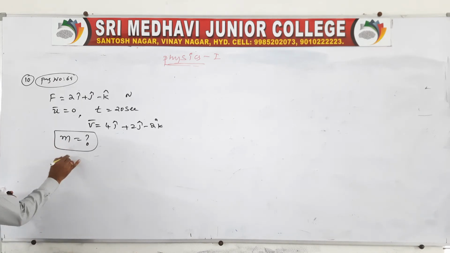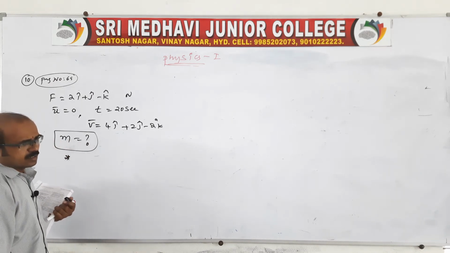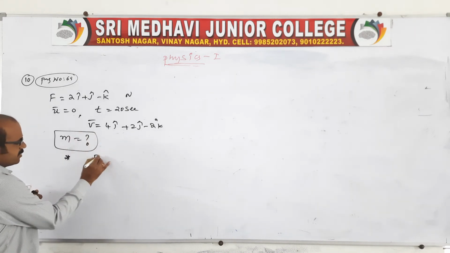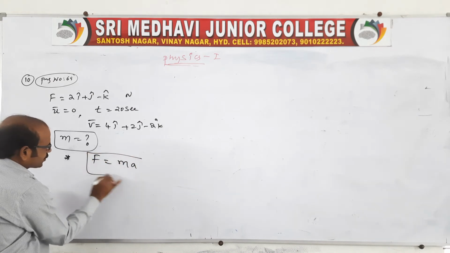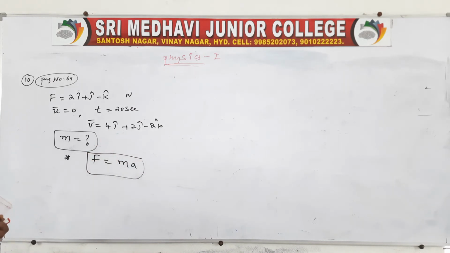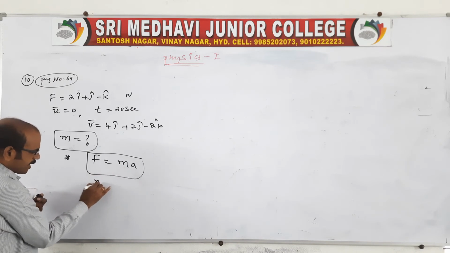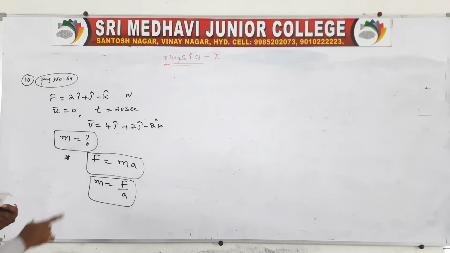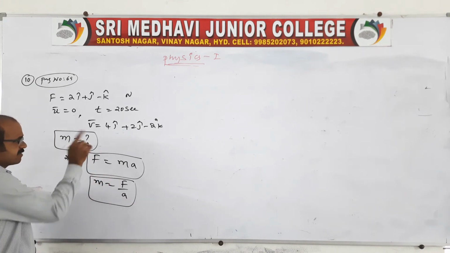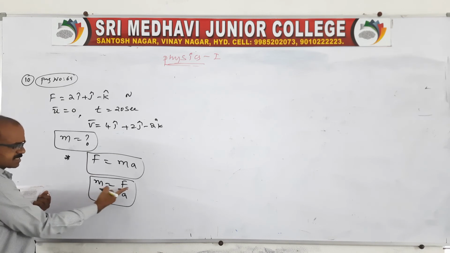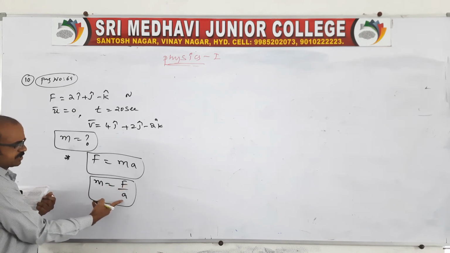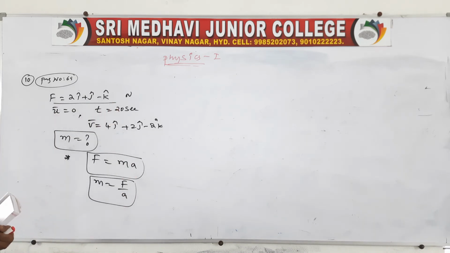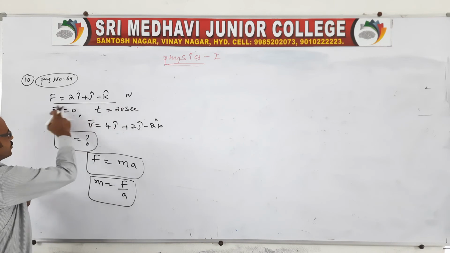In general, there is one formula for this. It is in the next chapter, but unfortunately this question is given in this chapter. F is equal to ma. I think everyone knows it is Newton's second law. So m is equal to F by a. This formula is in the laws of motion chapter, but since the question is given here, we have to find mass equal to force by acceleration. Here force is already given in vector form, and we should get the acceleration using the given information.